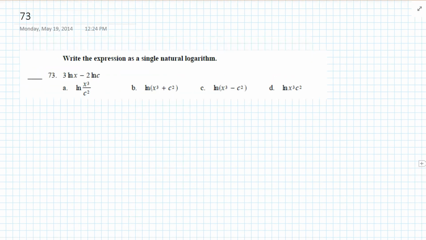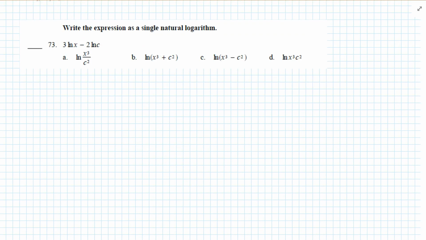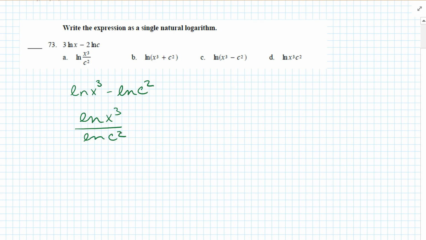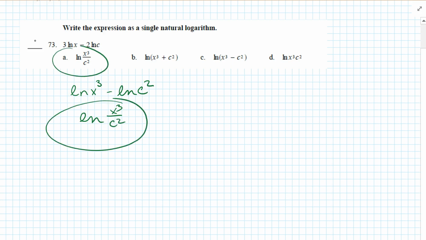Okay, moving on, 73. Write this expression as a single logarithm, or natural log. 3 natural log x minus 2 natural log c. So the first step is we use the power property and rewrite this as the natural log of x cubed minus the natural log of c squared. And now we can use the quotient property, so it's the natural log of x cubed over c squared. Answer is A.